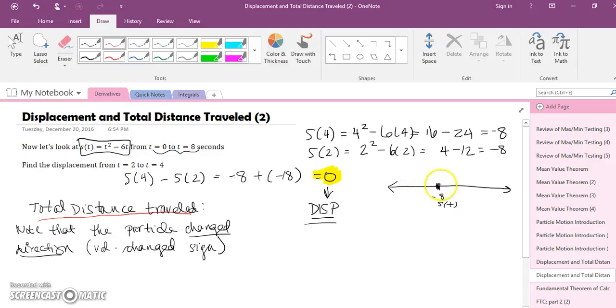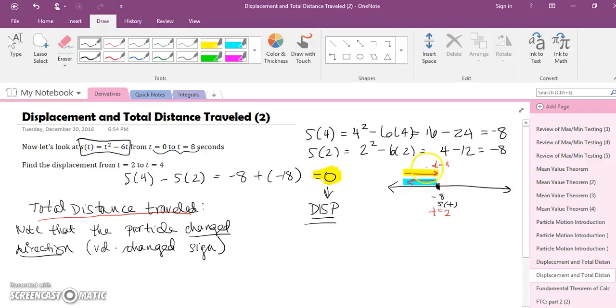And what we realized is that at time equals 2, our particle was at negative 8 on the x-axis. It was moving left. And then it changed direction and moved to the right such that at time equals 4, it was back at negative 8. So whatever distance it moved to the left and whatever distance it moved to the right, they're the same exact thing, which is why when we found displacement, it was 0 because this negative and this positive canceled.